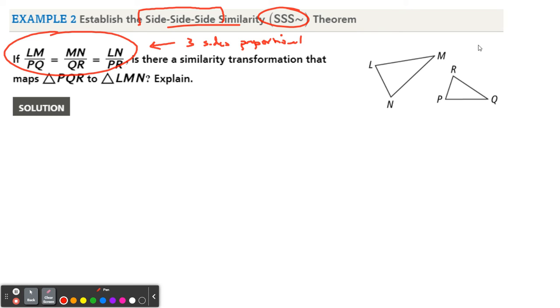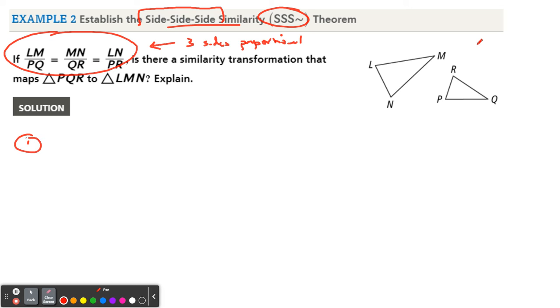And this is also saying that the scale factors between the large sides and the small sides are equal, right? So that's the idea here. We're just trying to prove, are these two triangles similar? So again, is there a similarity transformation that maps triangle PQR onto triangle LMN? Okay, so again, how do we do this?